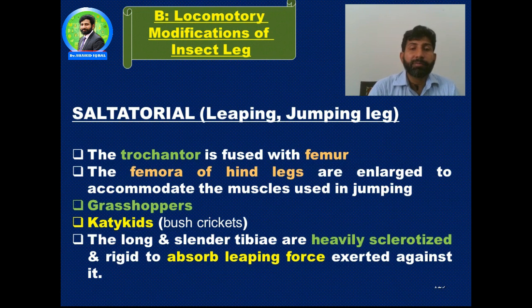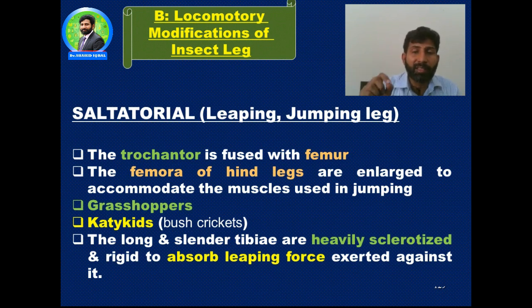Saltatorial legs are leaping or jumping legs. The trochanter is fused with the femur, and it is clearly visible in this case. The femora of the hind legs are enlarged and accommodate the muscles used in jumping. The femur becomes elongated and has very specific muscles responsible for jumping.